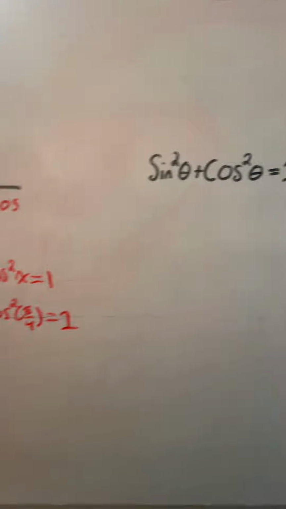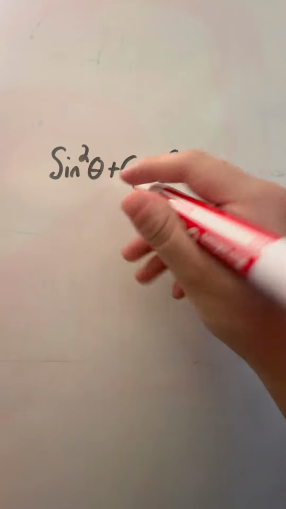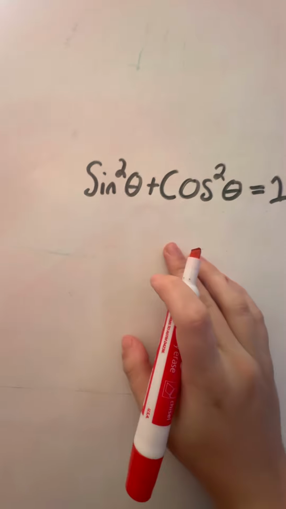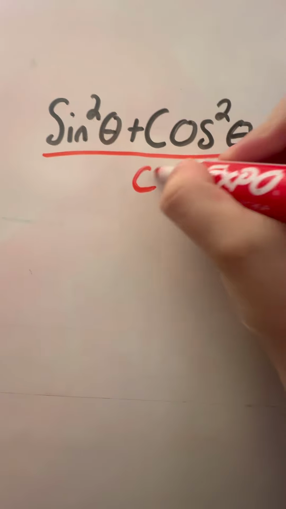And so we can actually just go back to this, and now we can kind of manipulate this if we want. So for example, we can subtract cosine squared from both sides, or sine squared from both sides, and see what sine squared actually equals. But we can also do something where, let's just say we want to divide everything by cosine squared.